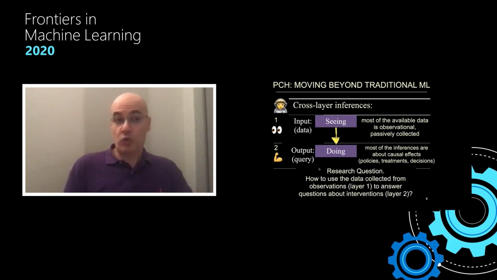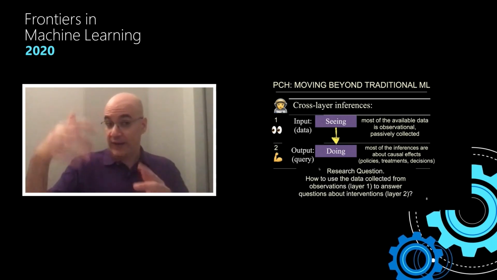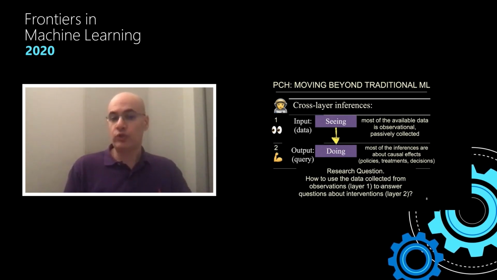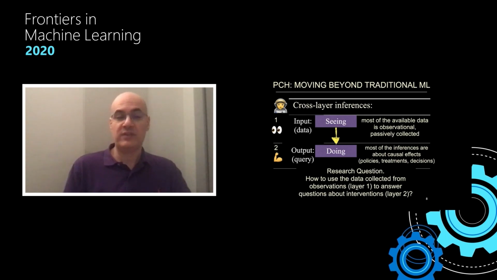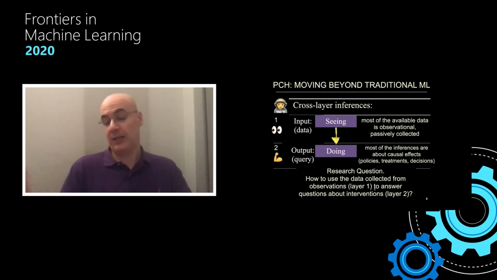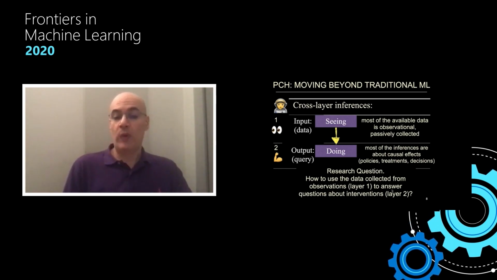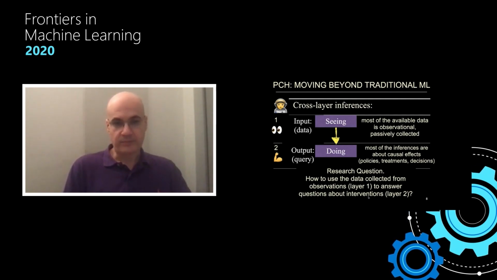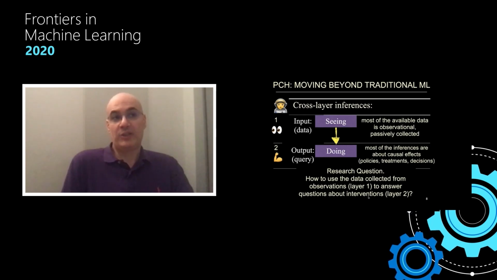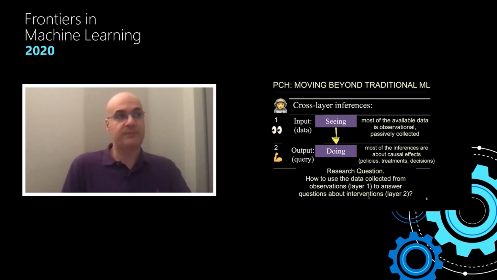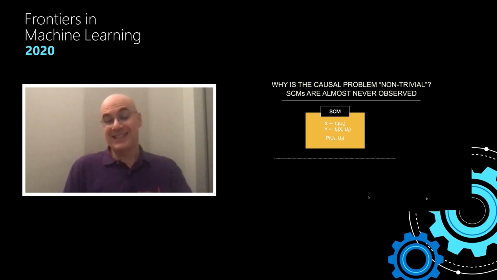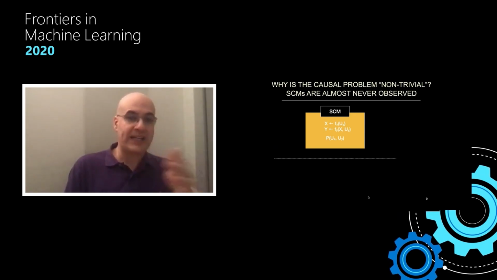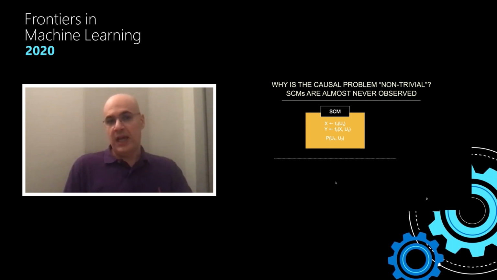Then the research question that we're trying to answer here across layers, given the data and the inference that we want to do, is how to use data collected from passive observations, that is layer 1, maybe coming from the hospital, to answer questions about interventions, that is layer 2. Under what conditions can we do that? Now, why is this task different? It's usually a good question. Why is the causal problem non-trivial?